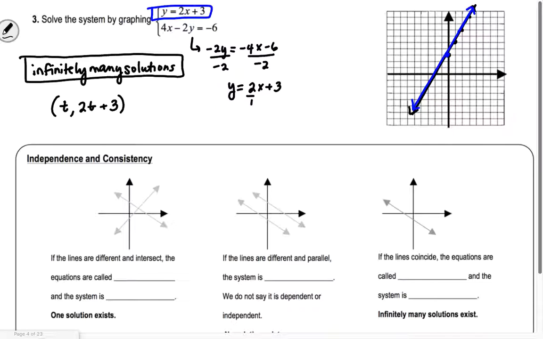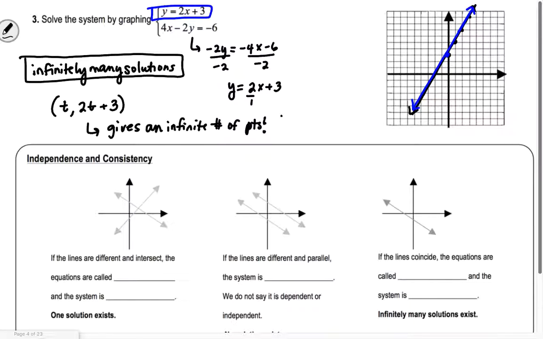Rodrigo, are you with me? So if you plug in a t. So here's what's happening. Yeah, let's go ahead and write it down so you guys can see why we call it dependent. It gives an infinite number of points.